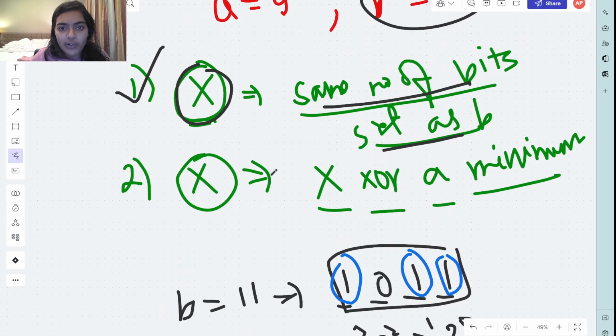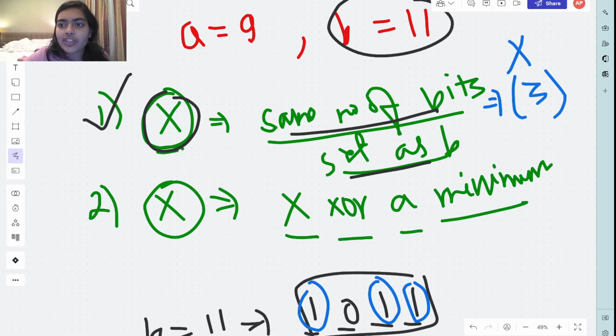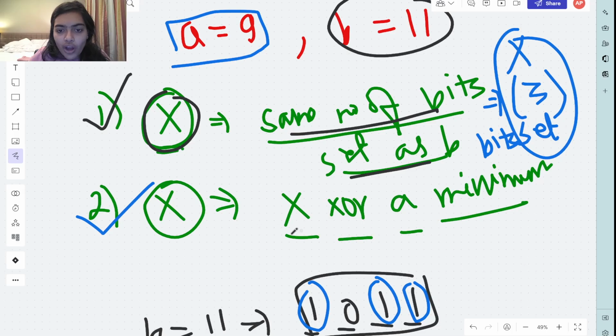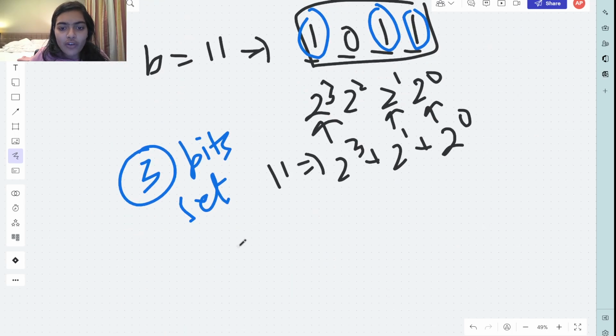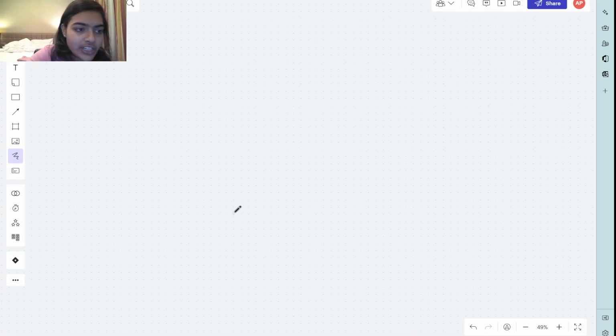So now let's come back to our first condition. The first condition is that x should have the same number of bits set as b, which means x should also have 3 bits set. This is the first condition. Now let's come to the second condition. It is given that x XOR a should be minimum. Let's see how we can satisfy the second condition while also satisfying the first condition.